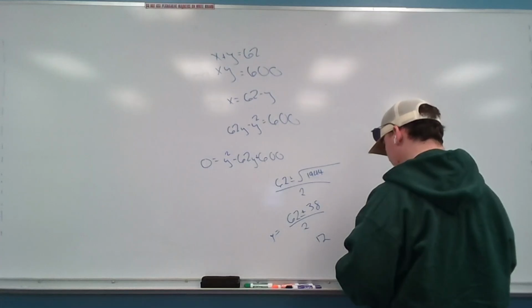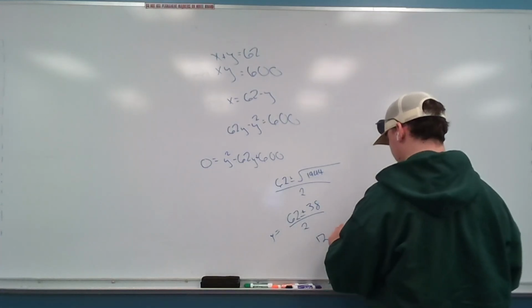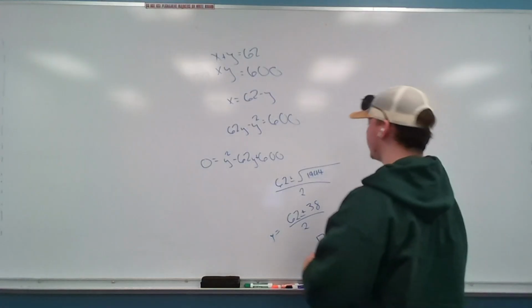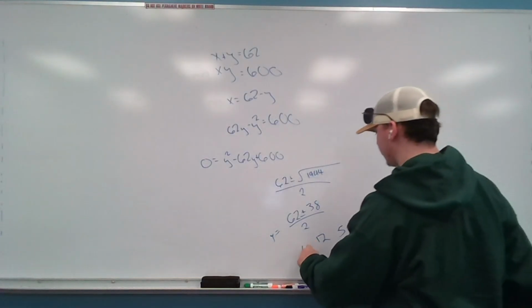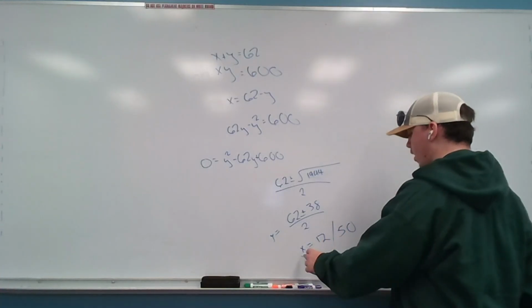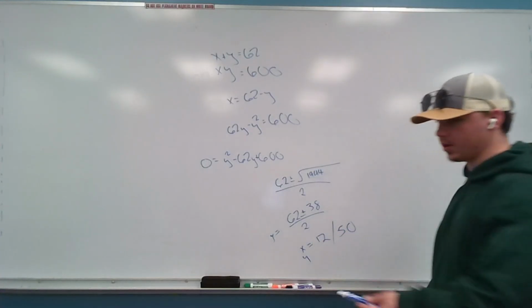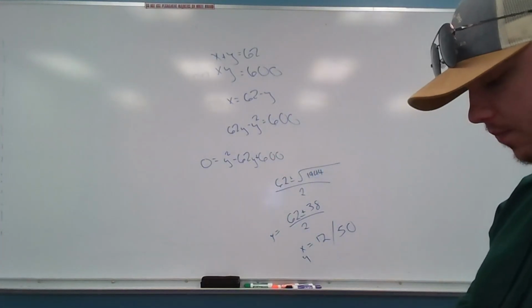Or it could be 50. And coincidentally, the numbers I chose were 12 and 50. And now we have our answers. x can be 12 or 50, and y can be the other one. It just has to be one or the other, and that would satisfy the system.